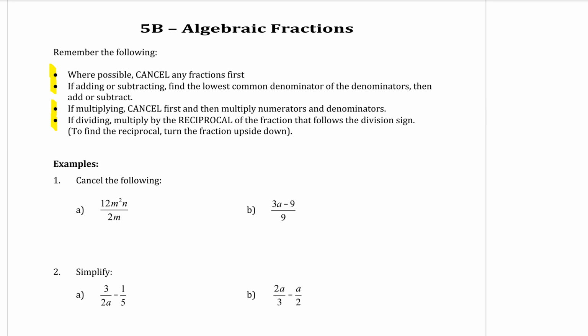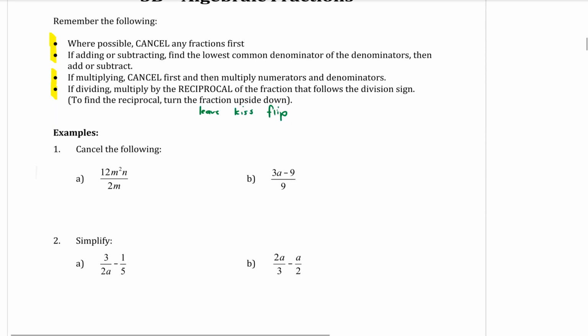What was my little thing that I said last topic to remember how to do division? I told you guys, didn't I? What is it? Leave, kiss, flip. Did I say that to you guys? Oh, all right. You did, but you didn't remember it. Okay, so you leave the first fraction. Kiss means you turn the divide into a times, and flip the last fraction upside down is what you do for a division. So into the examples.